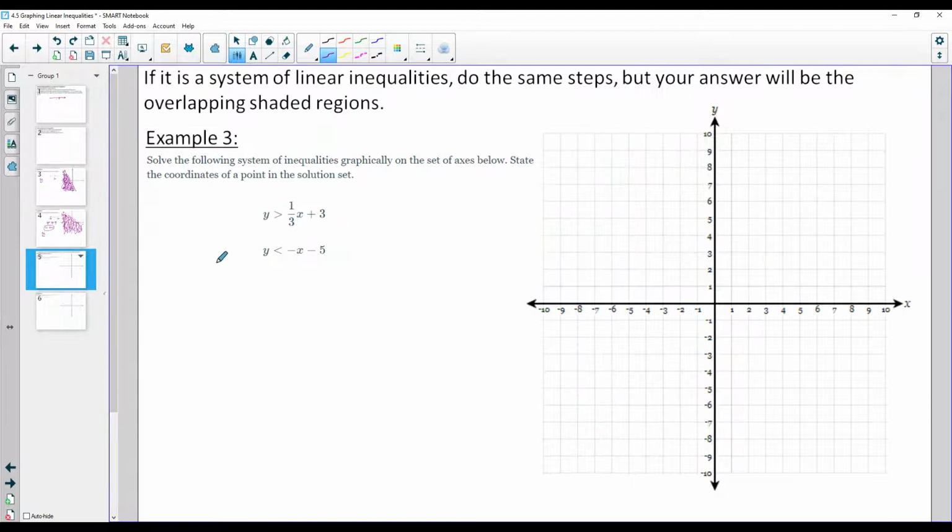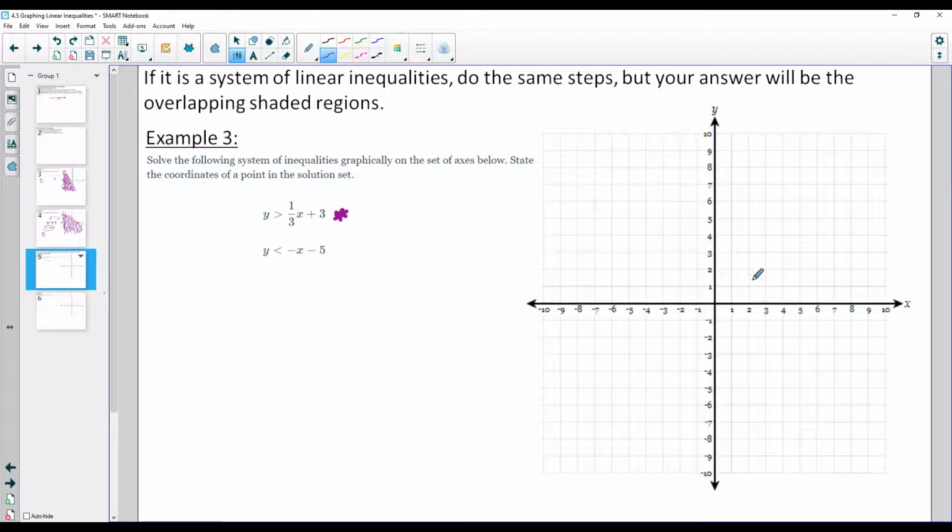So now we're moving on to systems of inequalities, because we've just got off systems of equations, and it's going to be the exact same thing. We're going to graph both of these lines, but the only trick is now our solution is going to be the overlapping shaded regions. So maybe let's start with this one, and I'll do this one in purple.